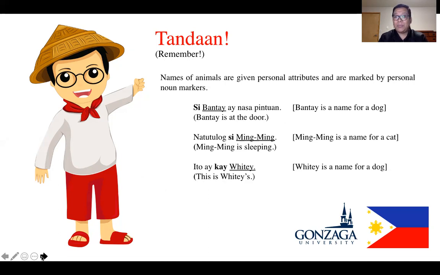And the same is true for names of your pets. Okay? Now, in Filipino culture, we are very fond of naming our pets after their color or distinguishing feature. So, for example, we say, si Bantay ay nasa pintuan. Bantay means guard, and this is the very usual name for pet dogs in the Philippines. So we say, si Bantay ay nasa pintuan. Bantay is at the door. So we use si here. Natutulog si Mingming. Mingming is sleeping. Mingming is a name for a cat. Okay, so we use si also. Ito ay kay Whitey. Whitey here is a name for a dog. So we say this is Whitey's.